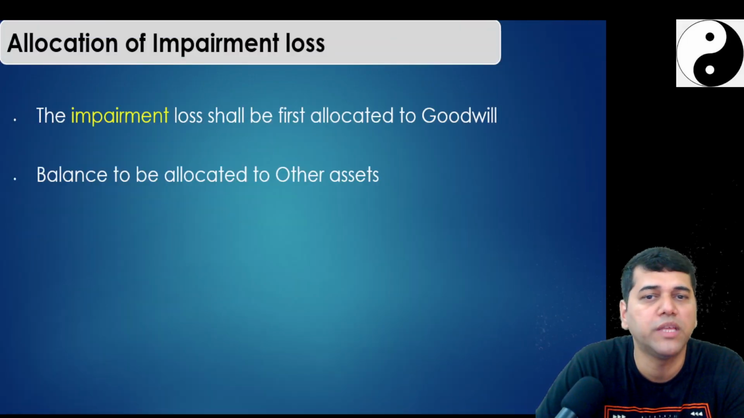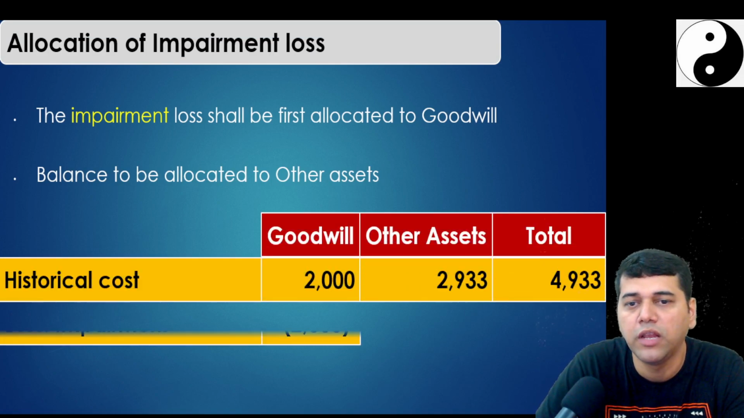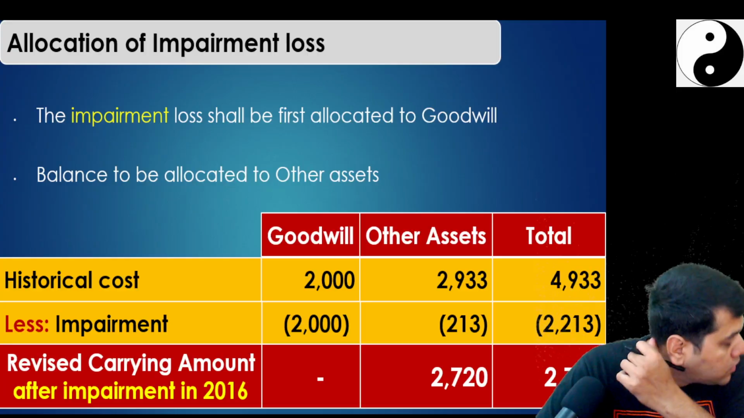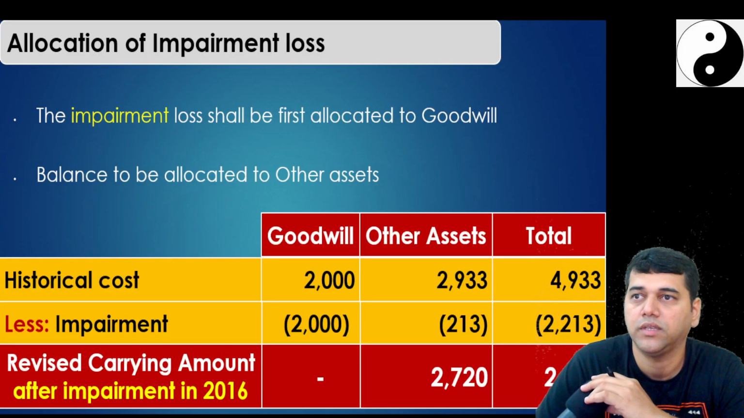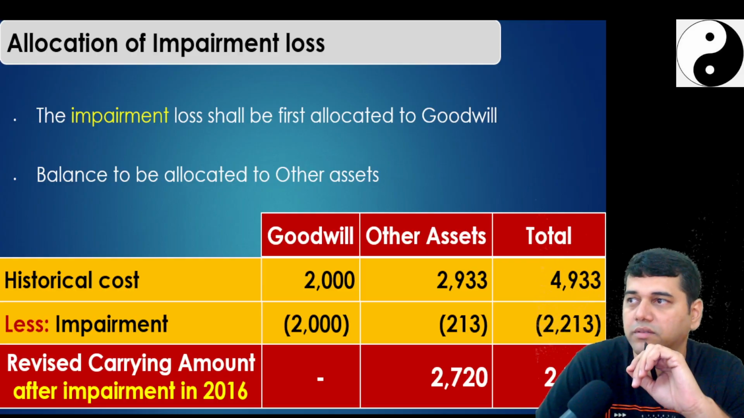Then you have to talk about the impairment. So how much will you give to impairment? Full amount you will give to impairment, goodwill. And the balance 213 you will give to other assets. By this you scored half of the marks.